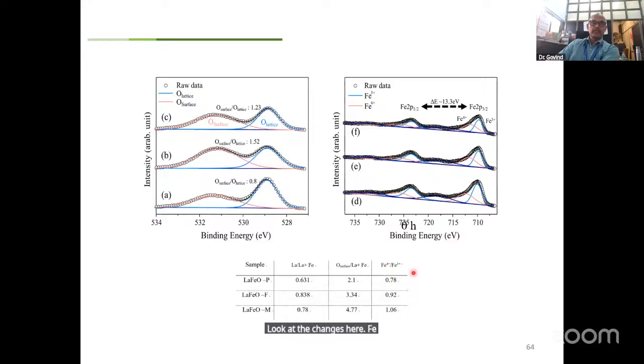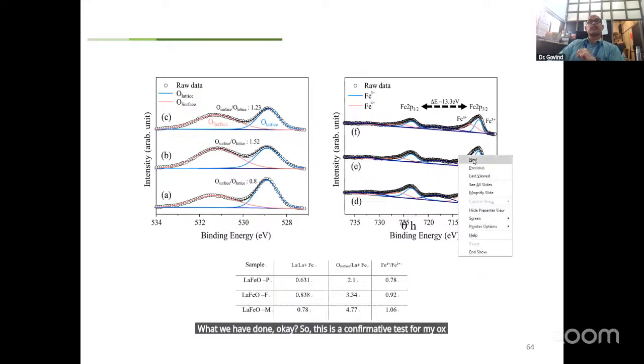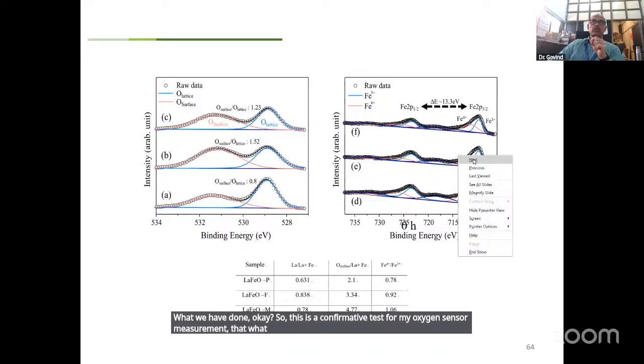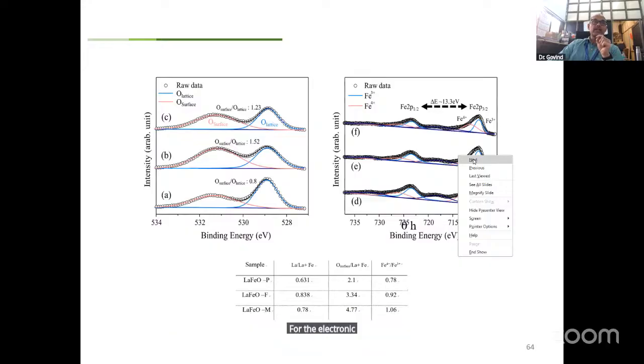The Fe4+ to Fe3+ ratio for the mixed sample is 1.06. And for the oxygen also, the highest number we observed is for the mixed sample. So that confirms that our electrical measurements are correct. Okay, so this is a confirmative test for my oxygen sensor measurement, showing that what we concluded from the electronic measurement or sensing measurement is correct.